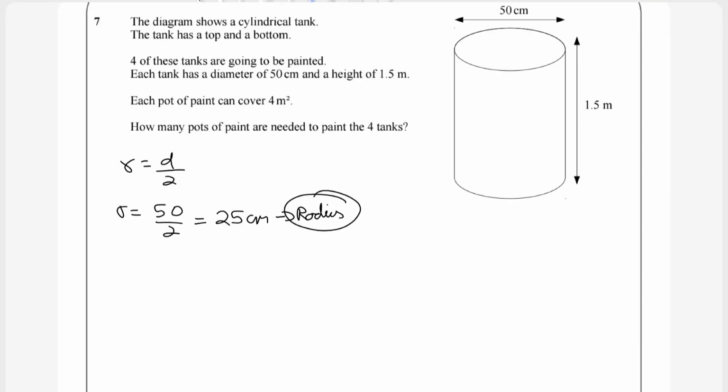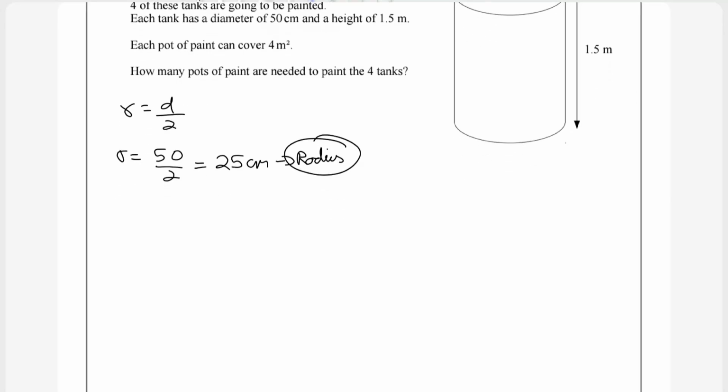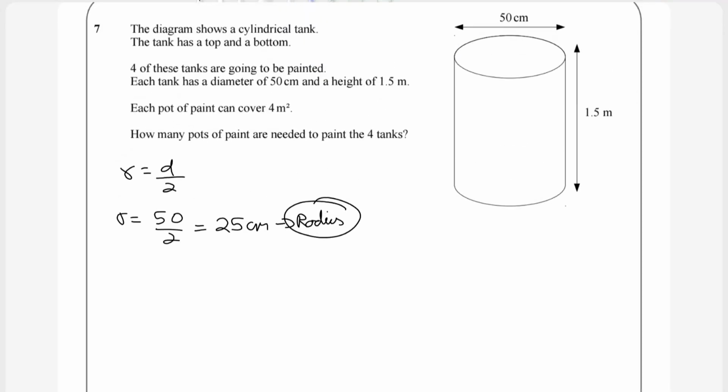Okay guys, this is the radius here. So now we got the radius, and now we have to find the surface area. So how are we going to do this? We will calculate the surface area. We will calculate the whole surface area, and we are going to go manually this time. So we are going to calculate the total surface area of this cylinder, and then we will divide the total surface area by the measurement of the pot to get the number of pots needed.